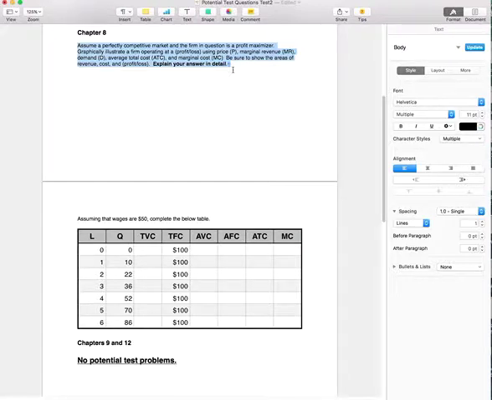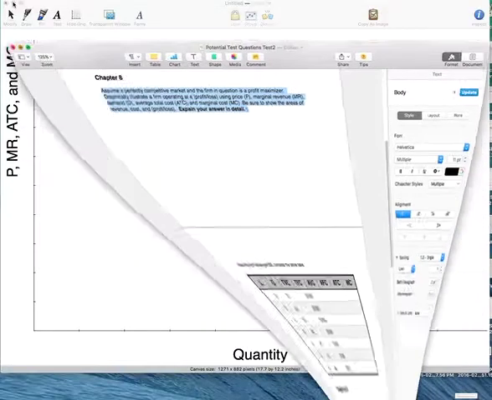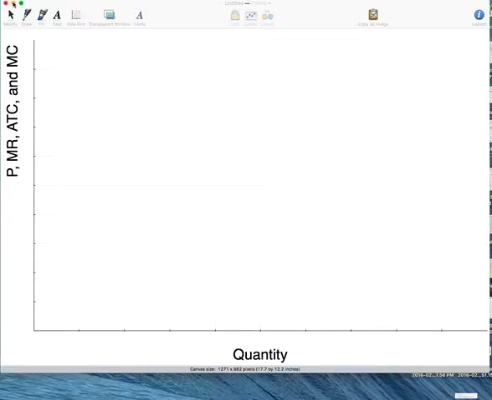Assume a perfectly competitive market, and the firm in question is a profit maximizer. Graphically illustrate a firm operating at a profit or a loss. I'll illustrate both of those to you using price, marginal revenue, demand, average total cost, and marginal cost. Be sure to show the areas of revenue, costs, and profit/loss. So I'll go through both of those scenarios for you, and that's how you should have it labeled.